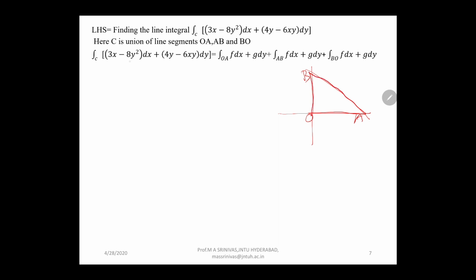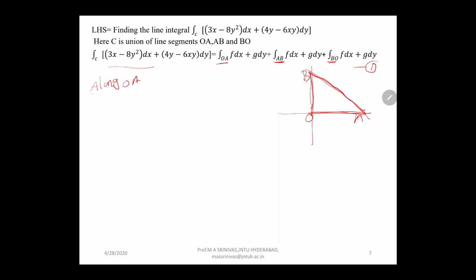So the curve C is the union of line segments. This is OA and AB and BO. Therefore, this line integral is f dx plus g dy along OA, along AB, along BO. Those three I need to find out. I'll call them 1, 2, 3. So first of all, I'll find out the line integral along OA.